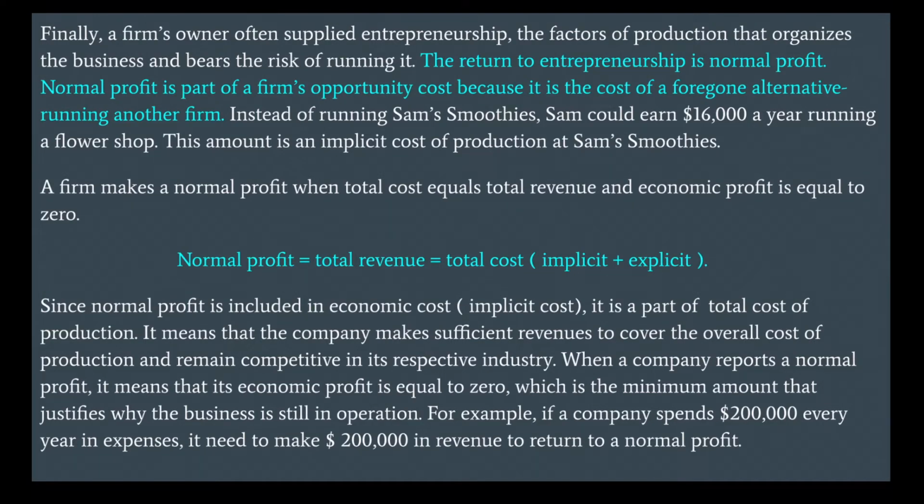Since normal profit is included in economic cost, that is, implicit cost, it is a part of the total cost of production. It means that the company makes sufficient revenues to cover the overall cost of production and remains competitive in its respective industry. When a company reports a normal profit, it means that economic profit is equal to 0, which is the minimum amount that justifies why the business is still in operation. For example, if a company spends $200,000 every year in expenses, it needs to make $200,000 in revenue to return to a normal profit.